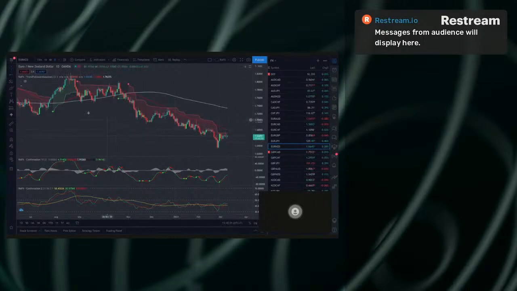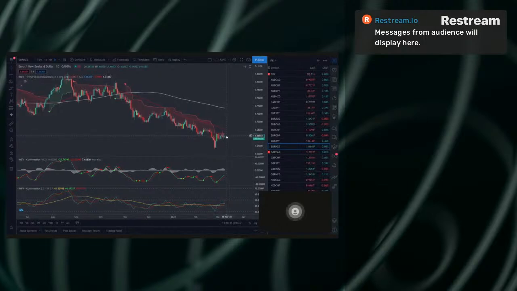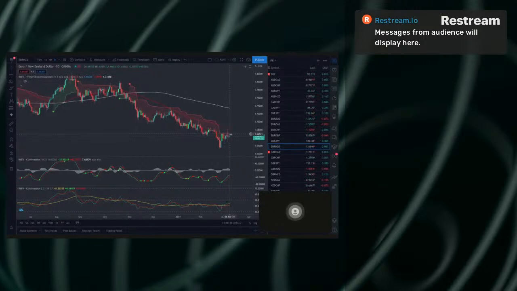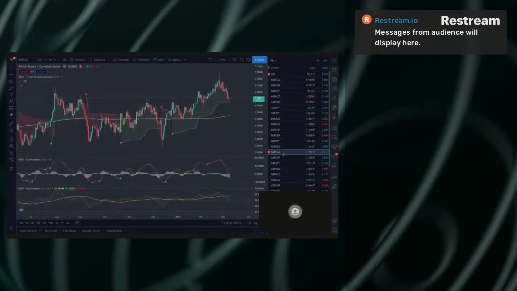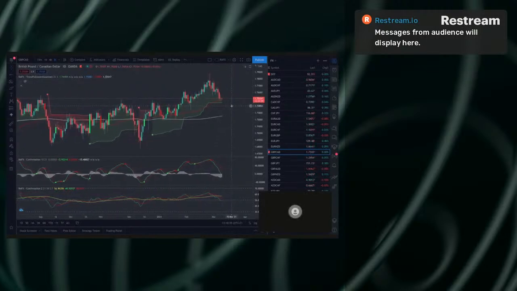Euro NZD. It's in a downtrend, but the price is not attractive because it is not yet close enough to the 50 baseline. GBPCAD is in an uptrend, and the price is very attractive because it sits just above the 50 baseline.